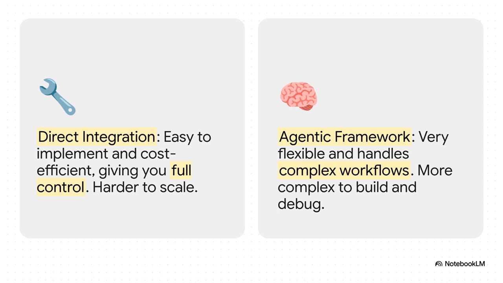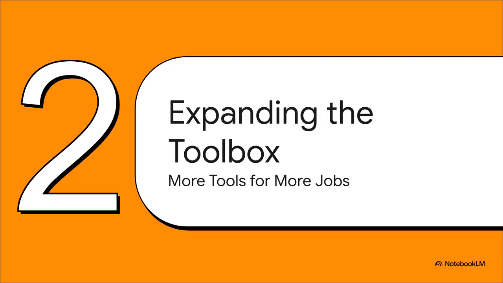So what it all comes down to is a trade-off. Direct integration gives you full control. It's cheaper, it's easier to build, but it can get kind of clunky when you start adding lots and lots of APIs. The Agentic framework, on the other hand, is way more flexible and powerful, but it's definitely harder to debug, and you've got to put safeguards in place to prevent the AI from making mistakes or hallucinating an API call that doesn't exist.